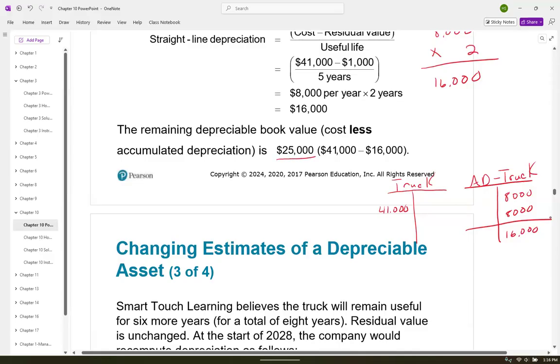Remember, way back in chapter 3, I told you book value is not the same as fair market value. Book value is what we are carrying it on our books as. This is one of the things that gets very confusing in accounting, because if y'all have traded a car in, you know what they're talking about. They're talking about a book value. That is really fair market value. Okay. So our book value is 25,000.